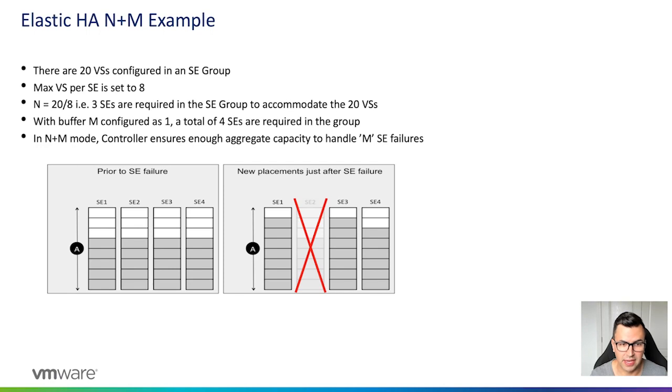In this case, we can see this diagram. Prior to a failure, we have 4 service engines, and we have 8 slots on each of the service engines. We have distributed the workload. Each virtual service is represented by a slot here. And then in the event of a failure, by doing this design, we will guarantee that we can tolerate one failure and then distribute the virtual services on the remaining service engines.